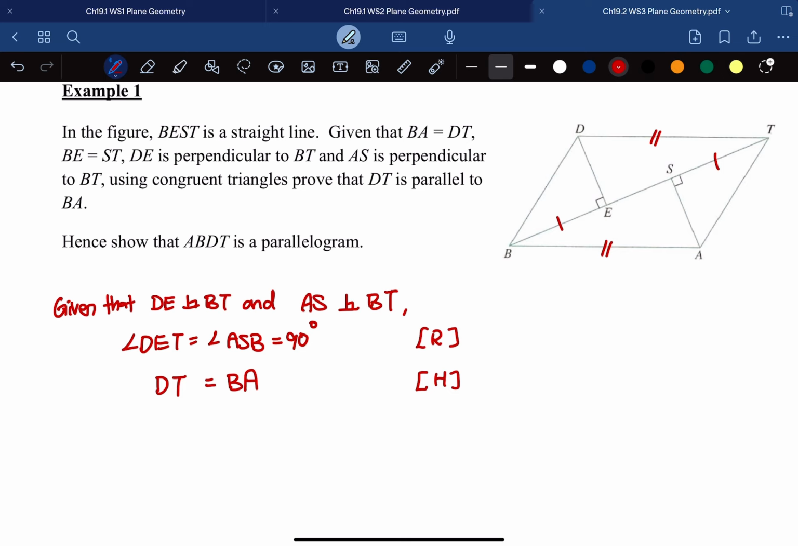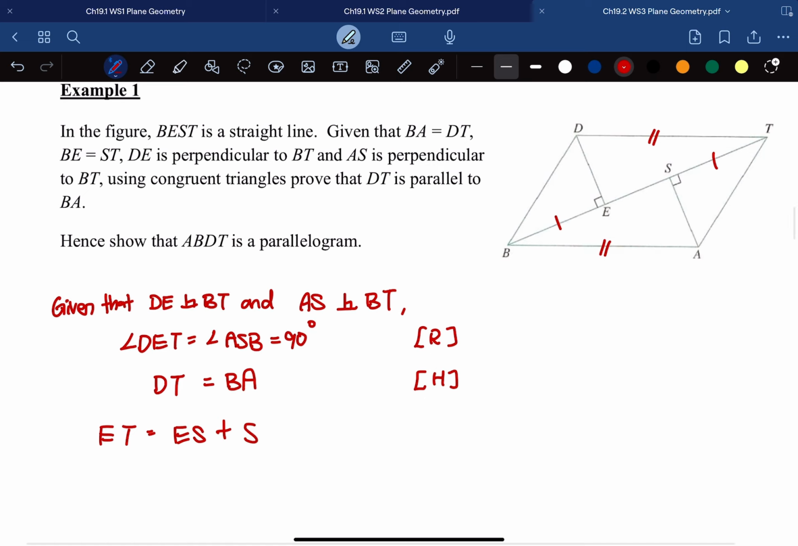And the last one is to show that one more side is the same. So if I analyze the question here, we know that this line ET, which is one side of this triangle, is made up of ES plus ST. Okay, this length here I want to show is made up of ES plus ST.